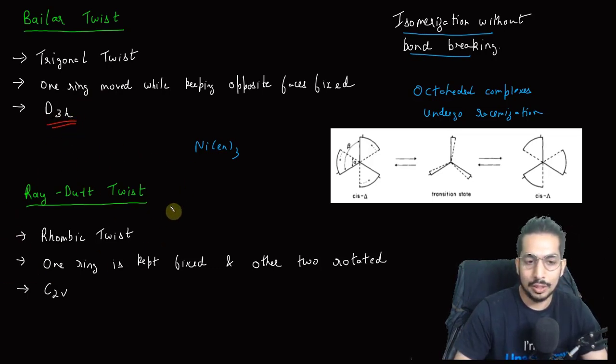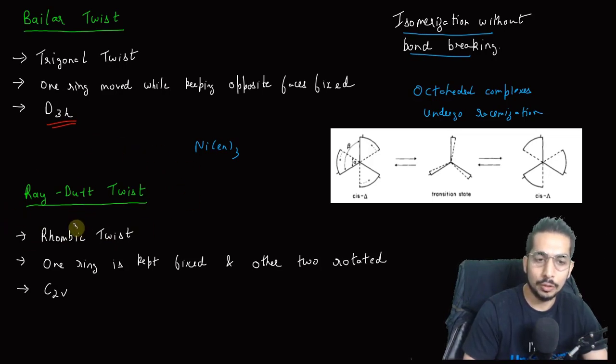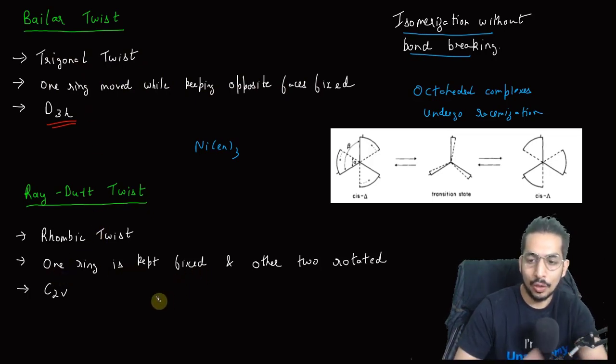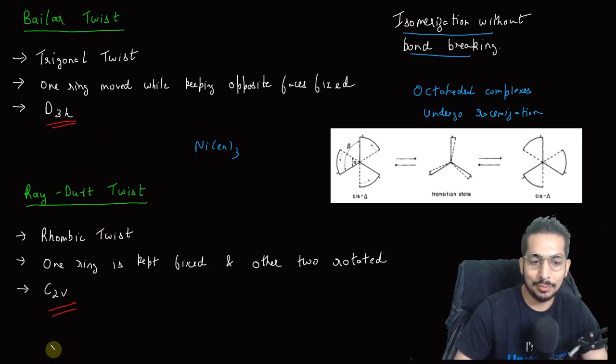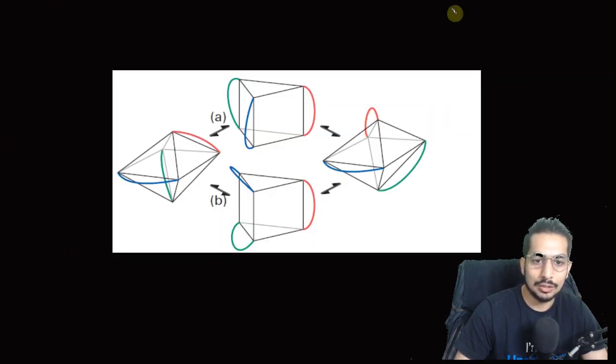Whereas a Ray-Dutt twist is also called a rhombic twist. So Bailar twist is called trigonal twist, and this is called rhombic twist. And in this case, one ring is fixed and the other two are rotated. In the Bailar case, you can see that two opposite faces were fixed and only one ring was moved. In this case, one ring is kept fixed and the other two rotated. I'll show you how in the next slide. And the most important feature of this particular mechanism, the Ray-Dutt twist, is that it undergoes through a C2v transition state. So that is the key difference between both of them. This undergoes through a higher symmetry transition state, and this undergoes through a lower symmetry transition state.